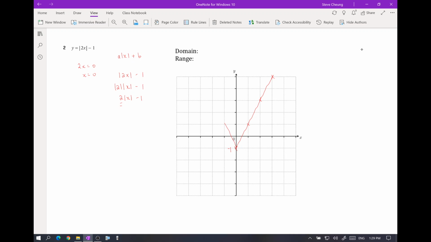And it's going to open up this way. I'm still going to maintain the 1-to-1 scale. So if you compare this curve to the last one, this one is a bit sharper. So then the domain is going to be all real numbers. Here we have a minimum. So y could be anything greater than or equal to minus 1.